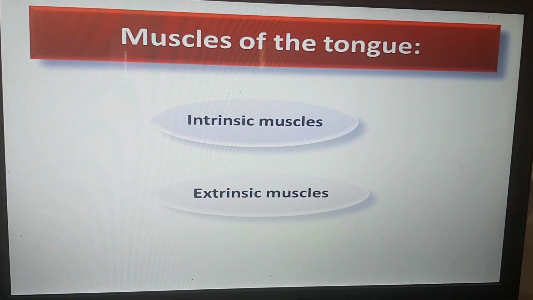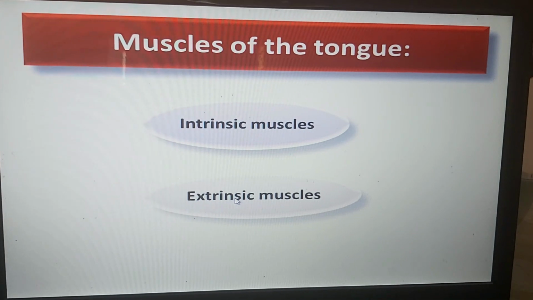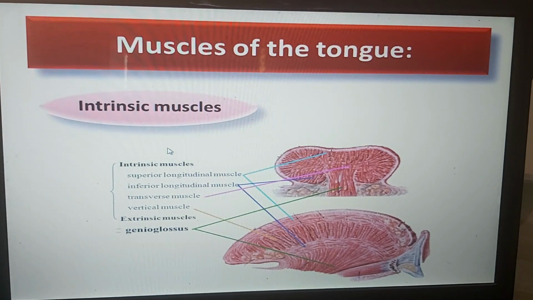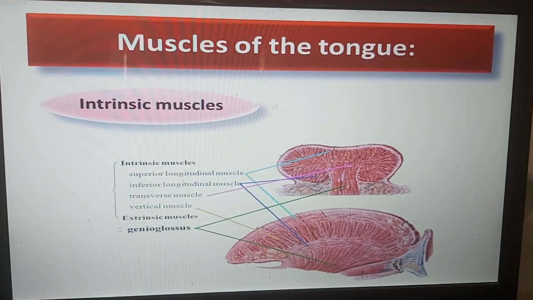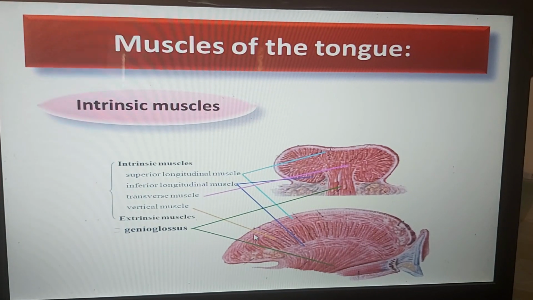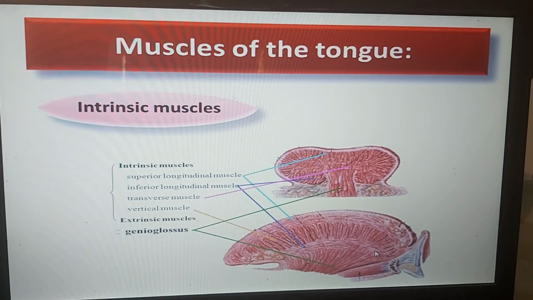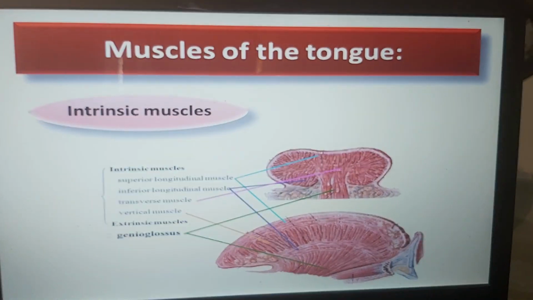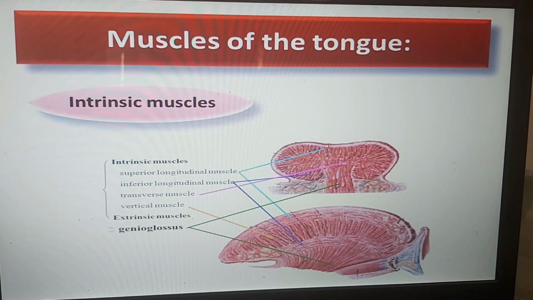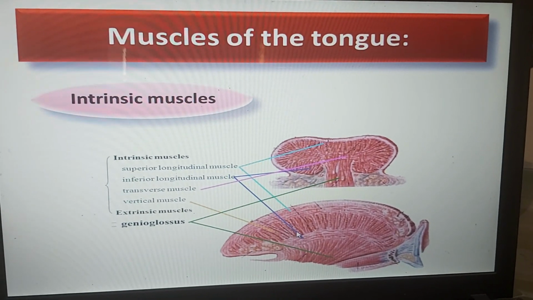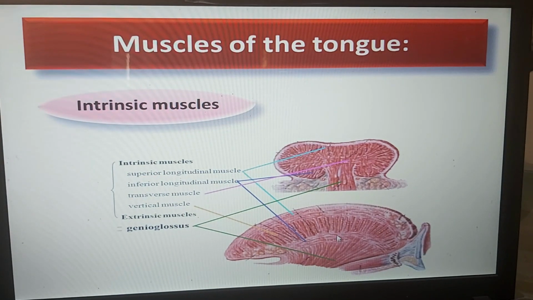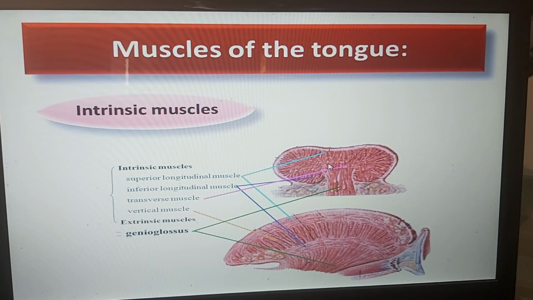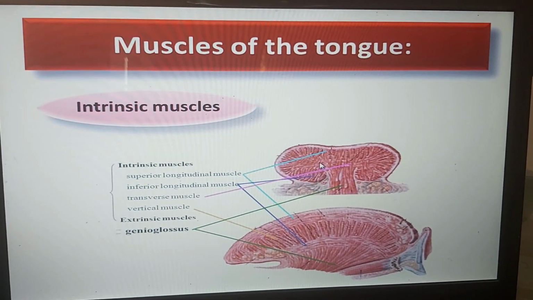Muscles of the tongue, including intrinsic muscles and extrinsic muscles. Intrinsic muscles are confined to the tongue, not attached to the bone, and supplied by the hypoglossal nerve. They are the superior longitudinal right here and the inferior longitudinal right here. They cause shortening of the tongue. The other group is the vertical group, right here, causing thinning of the tongue, and the transverse group right here, causing narrowing of the tongue.